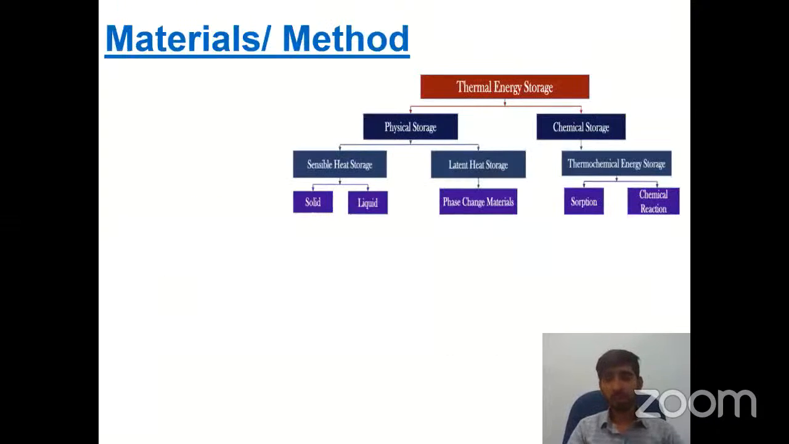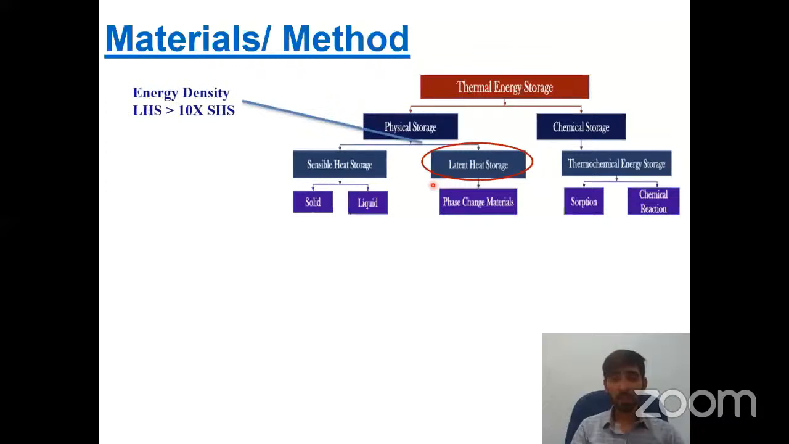Materials and method. Thermal energy storage methods can be categorized into physical storage and chemical storage. Physical storage is further categorized into sensible heat storage and latent heat storage. Latent heat storage has more than 10 times higher energy density than sensible heat storage, and phase change materials belong to the latent heat storage method. Two types of phase change material are selected for this research. The first is stearic acid and the second is palmitic acid.